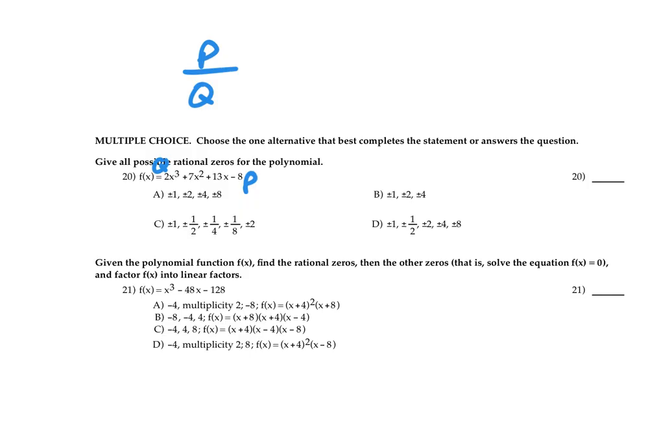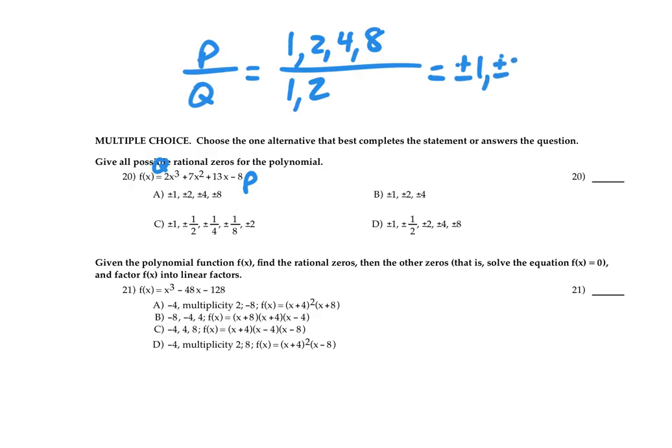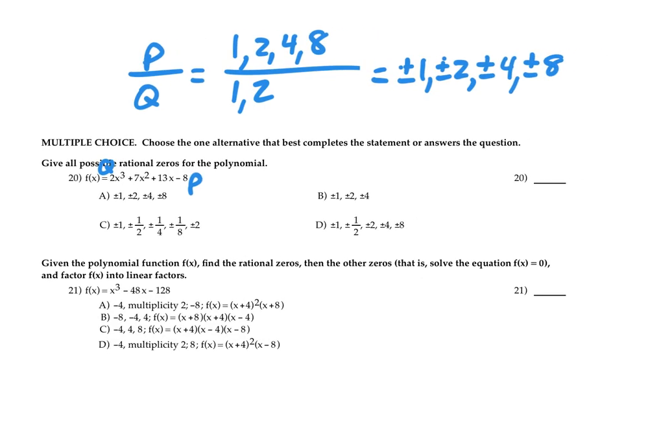Okay, so P is 8. We're going to list out all the things that go into 8. Q is 2. So we're going to list out all the things that go into 2. We're going to take all the top numbers divided by all the bottom numbers. Well, if I divide 1, 2, 4, and 8 by 1, that's pretty easy, right? It gives me back 1, 2, 4, and 8. Now remember, you got to put plus or minus on each of these possibilities.